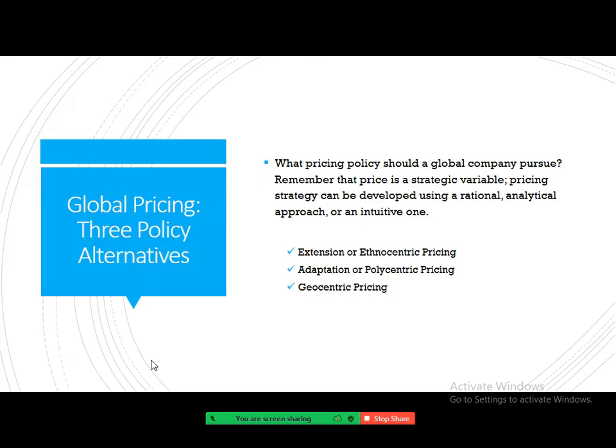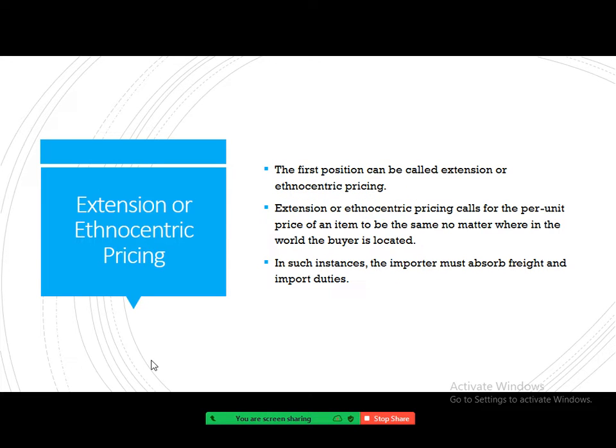So, viewed broadly, a company has three positions it can take for worldwide pricing. These three positions can be extension or ethnocentric pricing, adaptation or polycentric pricing, or geocentric pricing. So, first we'll talk about extension or ethnocentric pricing. The first position can be called extension or ethnocentric pricing. Extension or ethnocentric pricing calls for the per unit price of an item to be the same no matter where in the world the buyer is located.